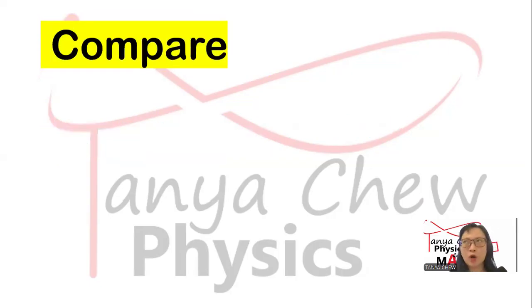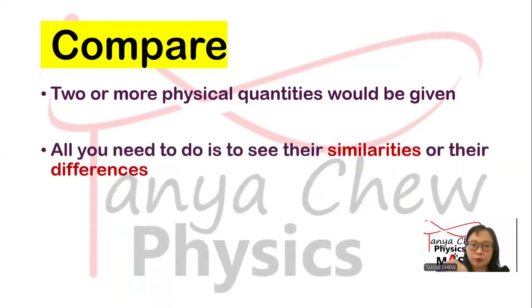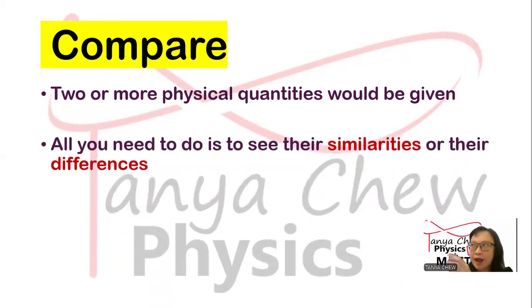First, compare. When you see the word compare, it means that the question will give you two or more physical quantities. Look at the word itself: when I ask you to compare between these students and the other students, what would you look at? Of course, you will look at their similarities and their differences, then you make your comparison. Oh, this student is taller than the other student. That is what we call comparison.